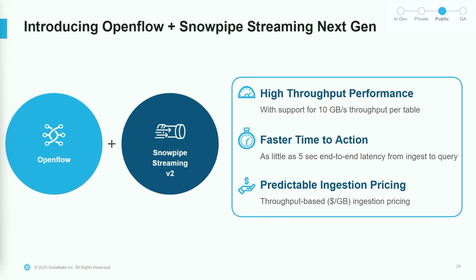And then the last big change is there's a totally different pricing model. It's throughput-based pricing. It's going to be much more predictable. Snowpipe Streaming sometimes was kind of hard to predict what it was going to cost. This is going to be very, very predictable, much less guesswork. And so you'll know exactly what it's going to take to ingest data into Snowflake. And that's it. Thank you.